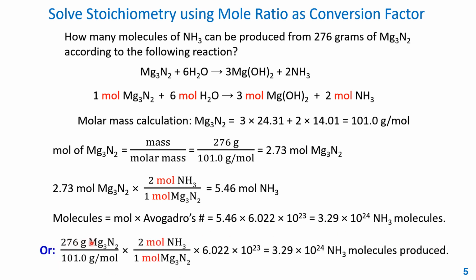So we can convert the mass to moles, mass over molar mass for the magnesium nitride, and then convert to moles of ammonia by this mole ratio of ammonia to magnesium nitride. And then last step, when we have moles of ammonia, multiply with Avogadro's number, and we can calculate the number of molecules of the ammonia. So it gives you the same answer, of course. This is just a one-step setup. Now next I will show you the other method, using proportion.